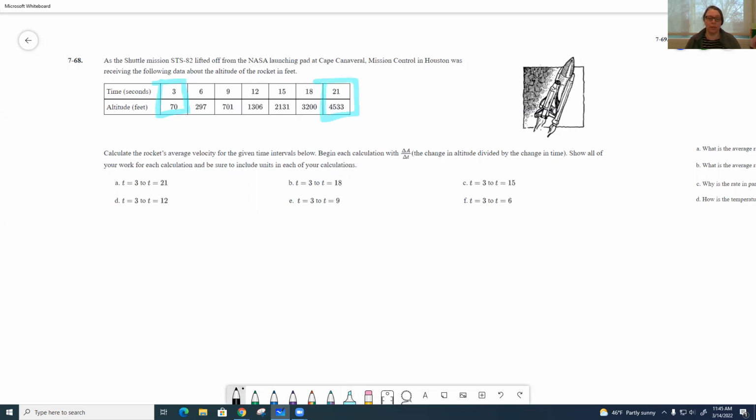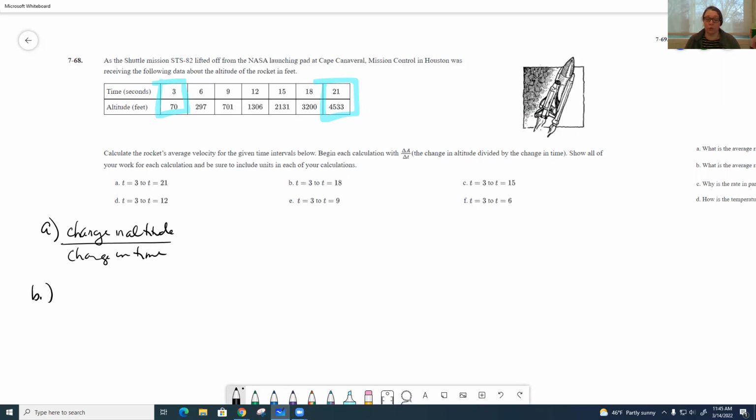Now, when you're doing this, you really want to make sure that you are using this notation and really showing all your steps. So I know a lot of you are thinking, oh, I just need to subtract these and subtract these and divide and be done. But I really want you to show what your work is here. So I want the change in altitude over the change in time.